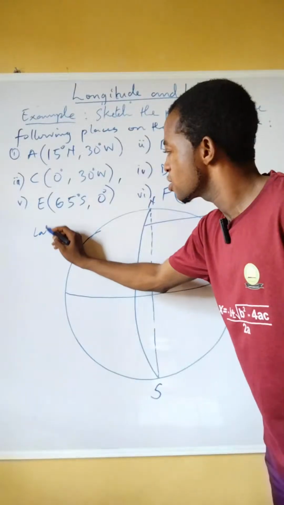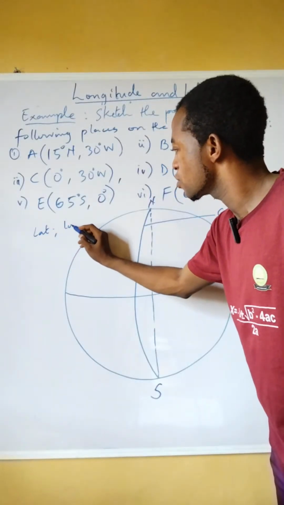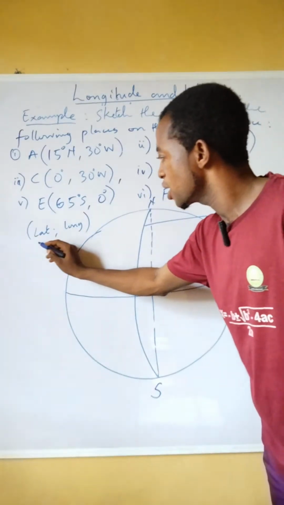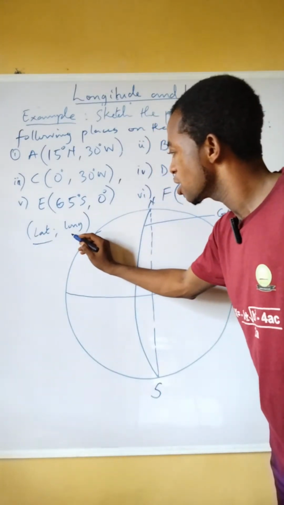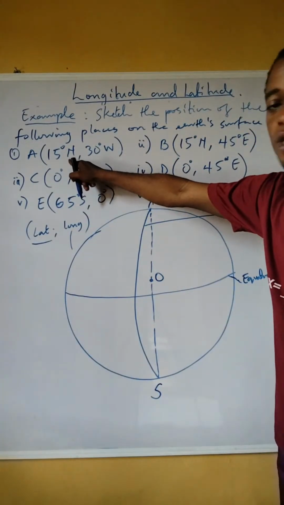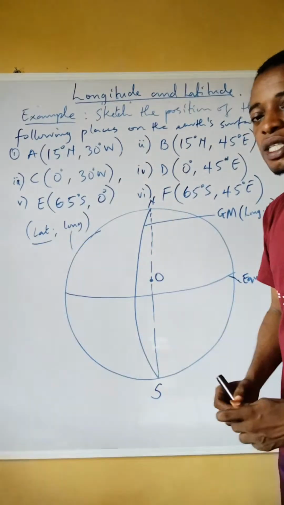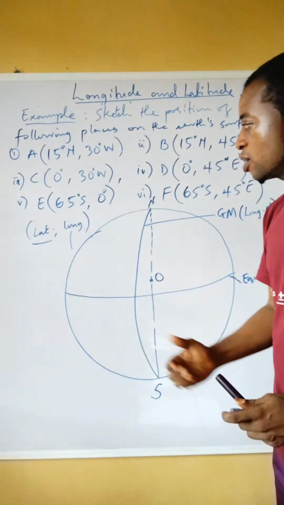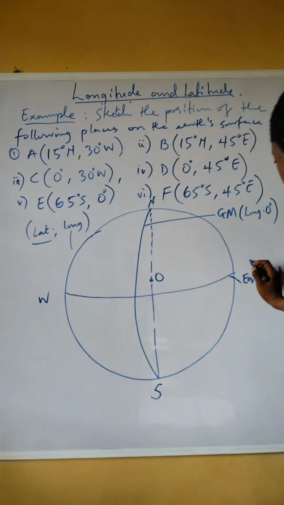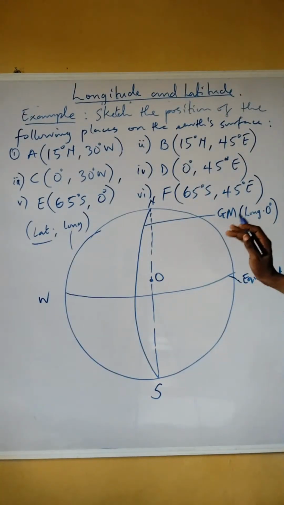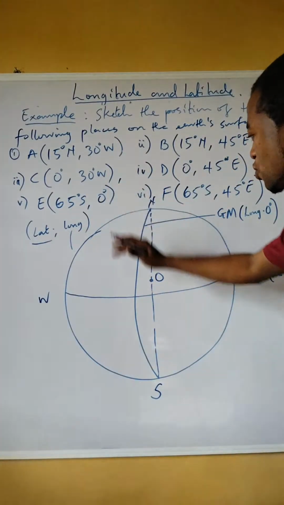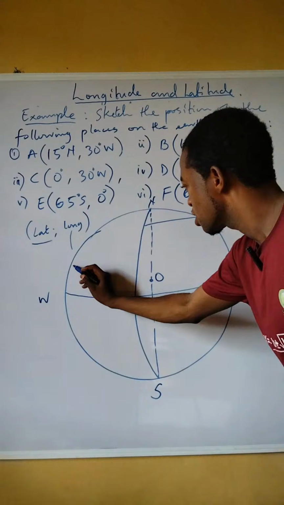Now, to start locating these places, we have already established that we write latitude, comma longitude. So latitude must come first and longitude second. And don't forget that latitude is horizontal, while longitude is vertical. Now, let's locate this point. Point A is 15 degree north. So this is north, this is south, this is west, this is east side. And let's look at 15 degree north. Latitude, that's horizontal towards the north.